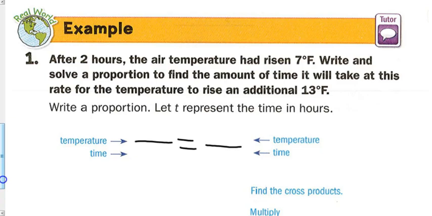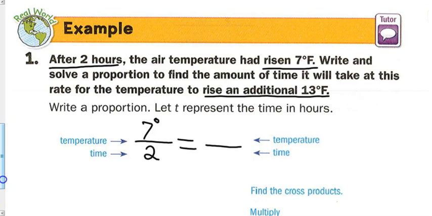All right, and we're comparing the temperature as it relates to time. So I'm given that after 2 hours, the air temperature has risen 7 degrees. So on the left side here, I'm going to say that at 2 hours, the temperature rises 7 degrees. It says in the question, though, how long will it take at this rate for the temperature to rise an additional 13 degrees Fahrenheit?